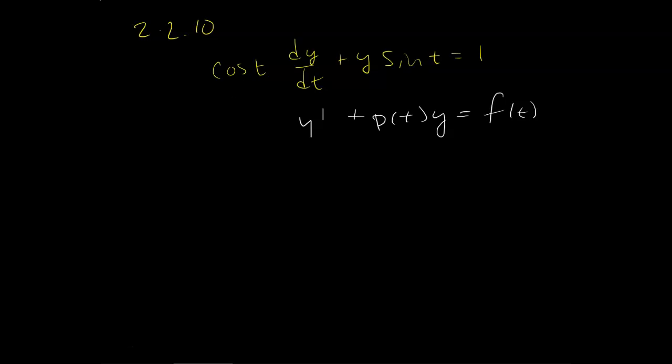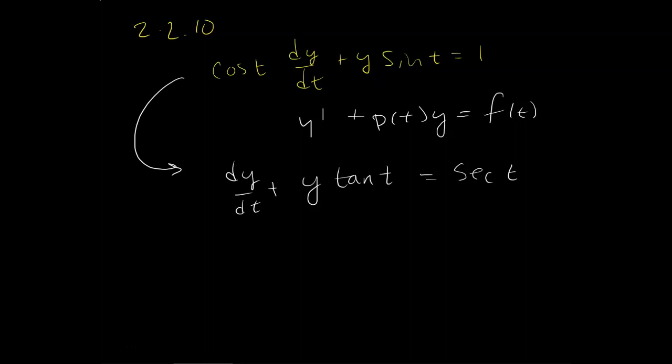So the first thing I'm going to do is divide through by cosine of t, and that will give us dy/dt is equal to y plus y times tangent, right? So cosine in the denominator, sine in the numerator gives you a tangent of t, is equal to, well, 1 over cosine is also a secant of t. So here is what we actually need to solve.